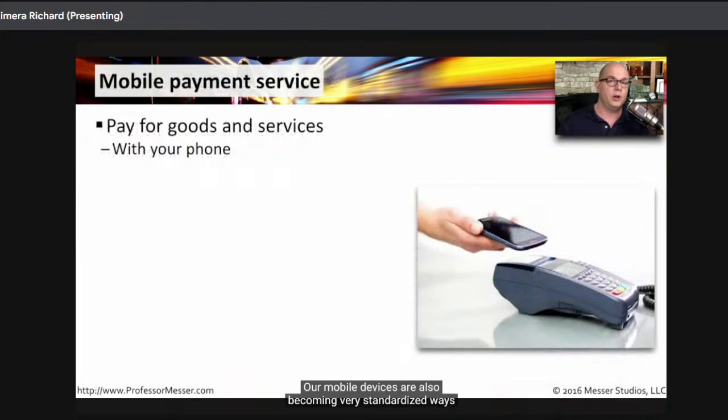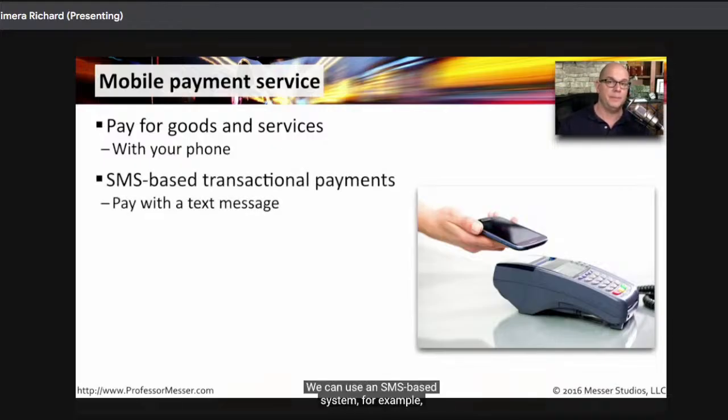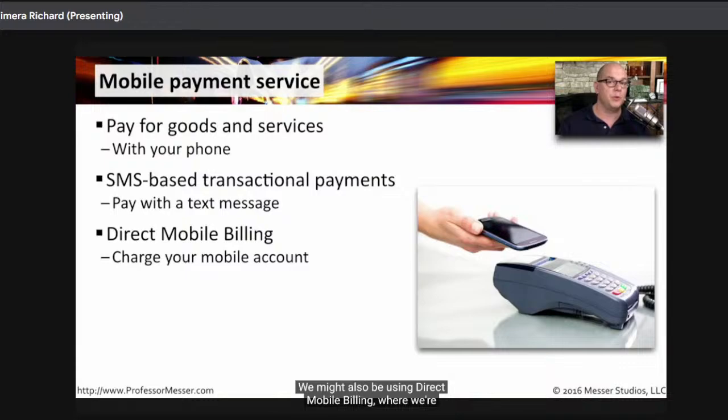Our mobile devices are also becoming very standardized ways to pay for goods and services. We can use an SMS-based system, for example, to send an SMS message to send money or to receive money on our phone. We might also be using direct mobile billing, where we're purchasing a product, but we're billing it to our mobile account rather than to a checking account or a credit card account.